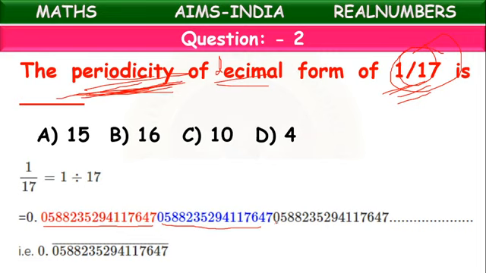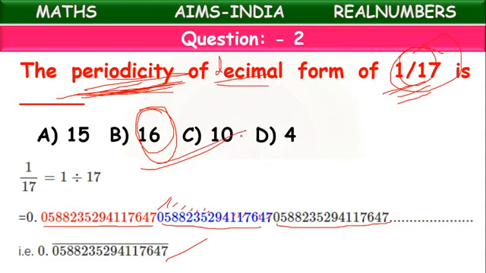This total part means 1, 2, 3, 4, 5, 6, 7, 8, 9, 10, 11, 12, 13, 14, 15, 16. So 16 decimal places are repeating. So the periodicity is 16.